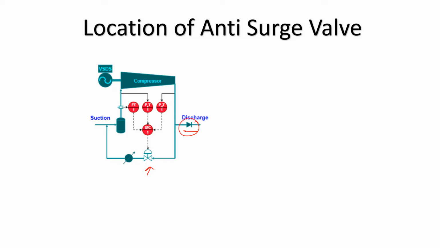And for the protection of the compressor, there is a knockout drum after the suction line. If there is moisture, it will accumulate there, and this will protect the compressor, right? So it is advisable to put the anti-surge valve before the cooler. So this is another thing. This is the two thumb rules about locating the anti-surge valve.